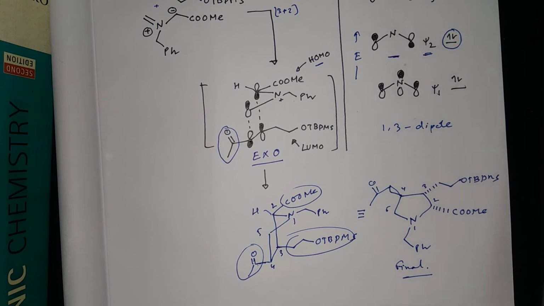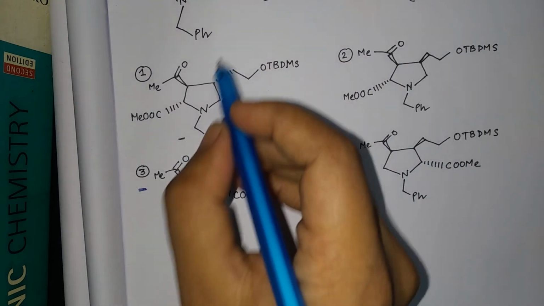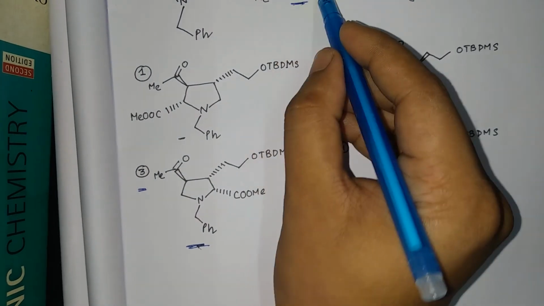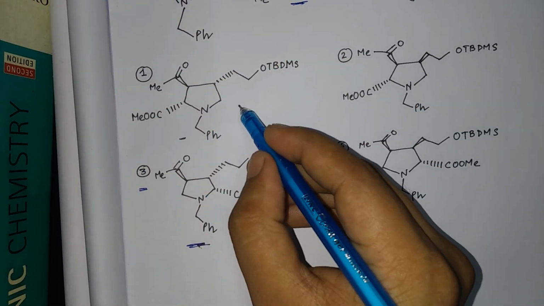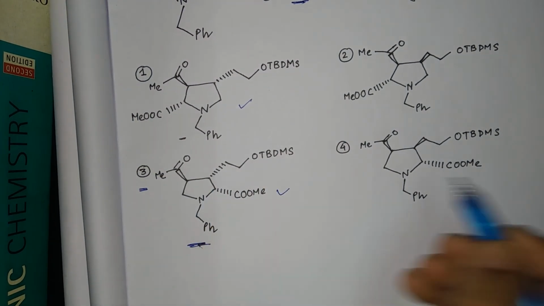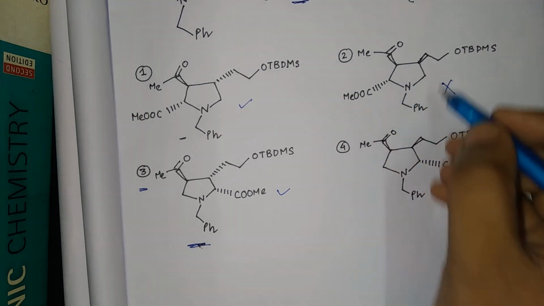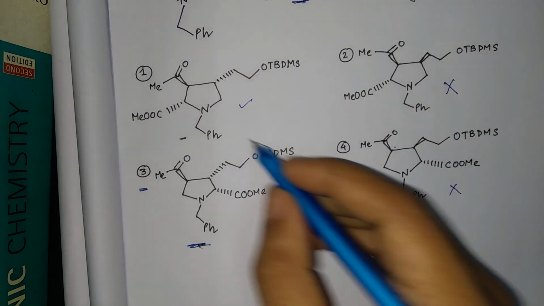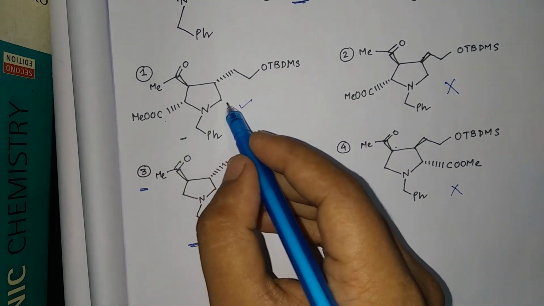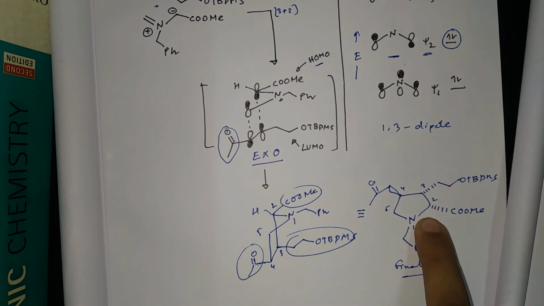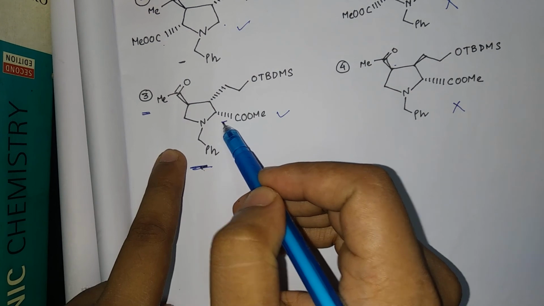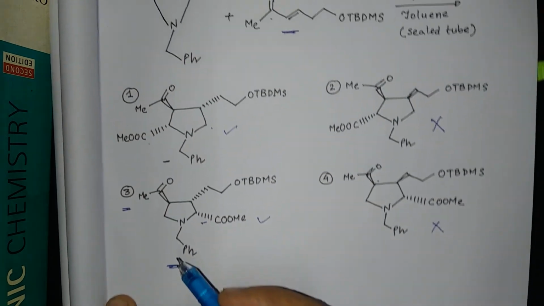Now see guys, which option is the correct option? So here, as it is a trans alkene, therefore these two groups are obviously in the trans position. So this is the trans position, and because these two are opposite, so this is the trans position, but these two are the cis positions because these two are the same. So therefore these two we can cancel out. So among these two, which one is the correct answer? So we can see this COMe should be this side, because in the product it should be on the OTBDMS side. So therefore this is the OTBDMS side. So this is the correct answer. So option 3 is the correct answer.